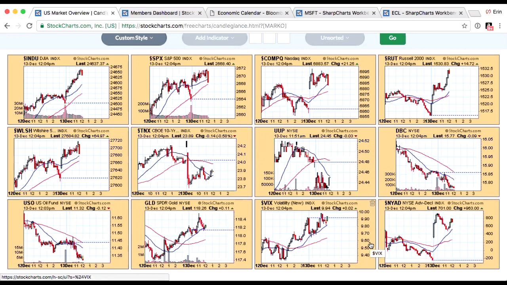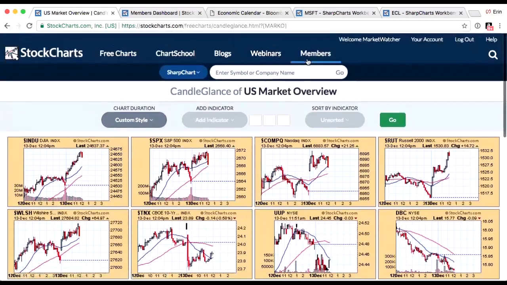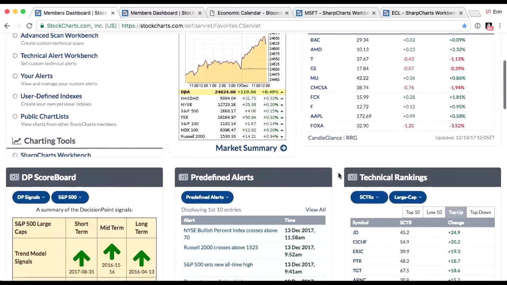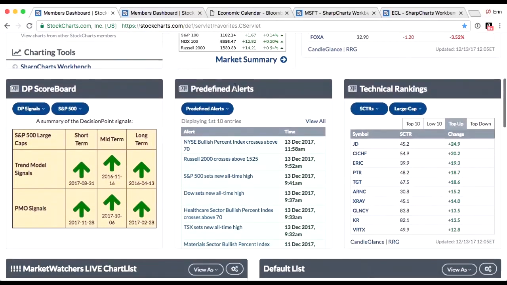Volatility index, mostly unchanged right now, still reading under 10 at 9.94. And advances are leading declines. Let's go and look at some headlines here from our member homepage. And the headlines are listed in our predefined alert section. So right now, pretty interesting.